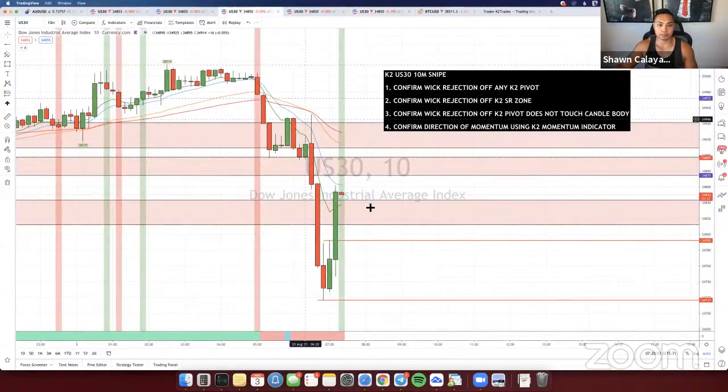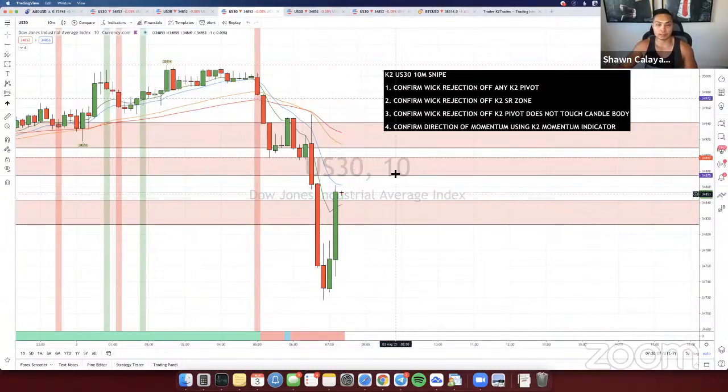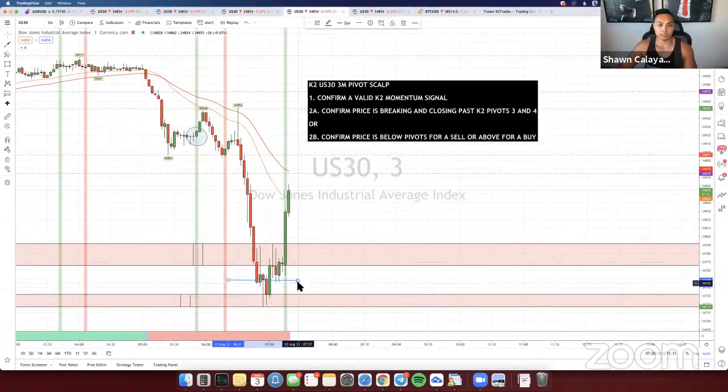So looking at the 10-minute over here. All right, price has shifted here on the 10-minute. It's still below the pivot, so it still has a sell bias. But looking here on the 3-minute and the 1-minute, price is starting to shift to the upside.